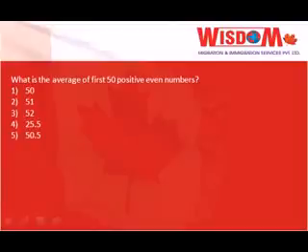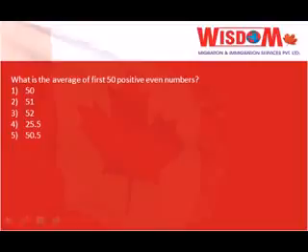So in this problem, we have to find the average of the first 50 positive even numbers. Now guys, it would be very hard for us to find the exact middle number, right? So we just have to find the first number and the last number.